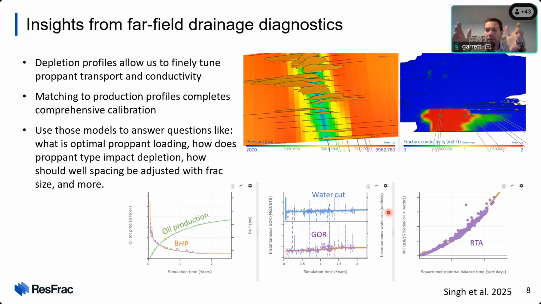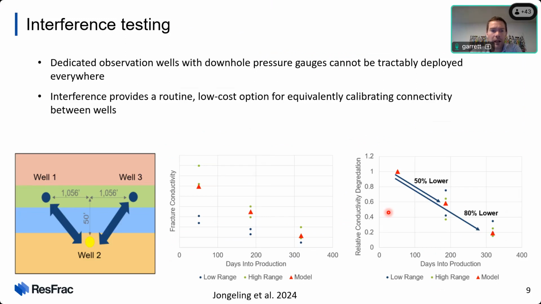And once we've established confidence in that model, we can then use it to assess things like how that depletion profile would change as we pump more or less proppant, as we change cluster spacing, as we change landing zone. How is the proppant type going to impact the depletion? So not everyone can afford to deploy 2 dedicated observation wells with tens of downhole pressure gauges to get this level of detail. But there are ways to get similar information, slightly lower fidelity, but at a much lower cost.